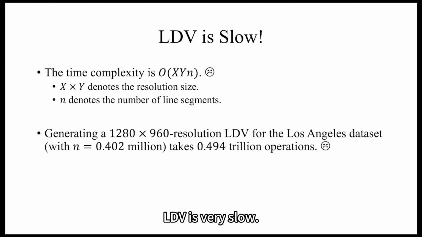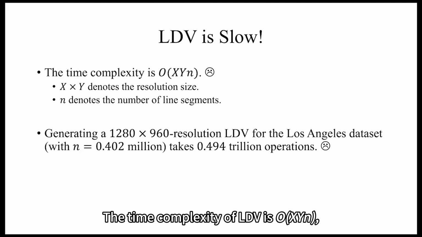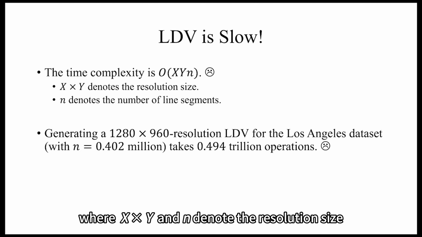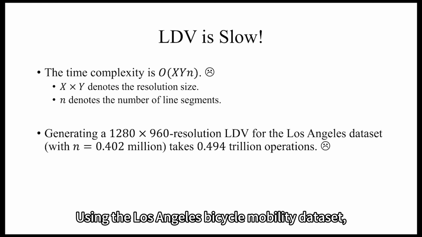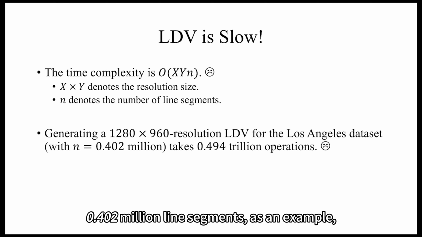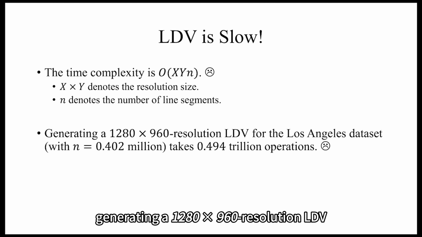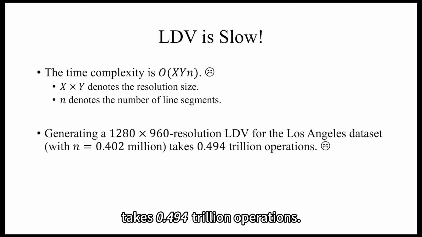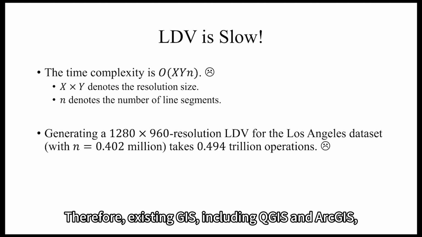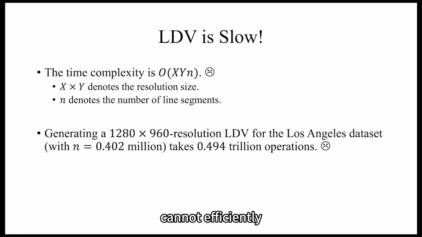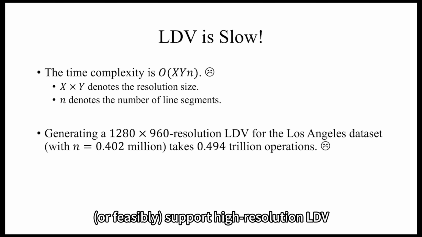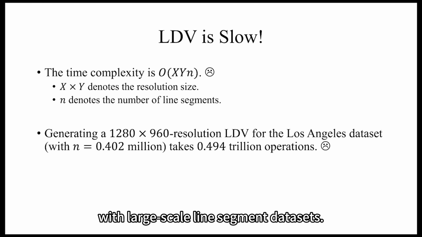However, LDV is very slow. The time complexity of LDV is O(x times y times n), where x times y and n denote the resolution size and the number of line segments, respectively. Using the Los Angeles bicycle mobility dataset, which contains 0.402 million line segments, as an example, generating a 1280 x 960 resolution LDV takes 0.494 trillion operations. Therefore, existing GIS, including QGIS and ArcGIS, cannot efficiently, or feasibly, support high-resolution LDV with large-scale line segment datasets.